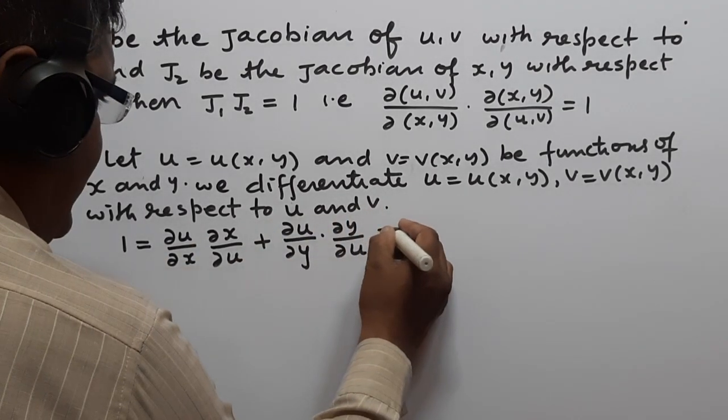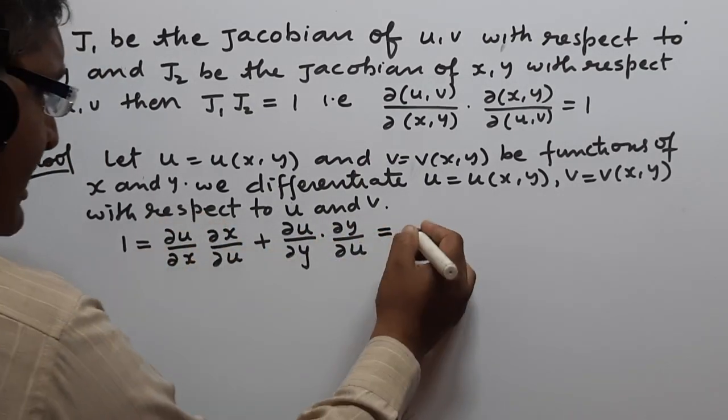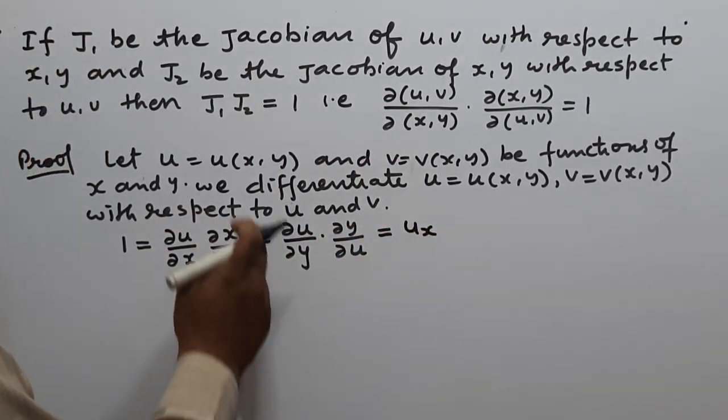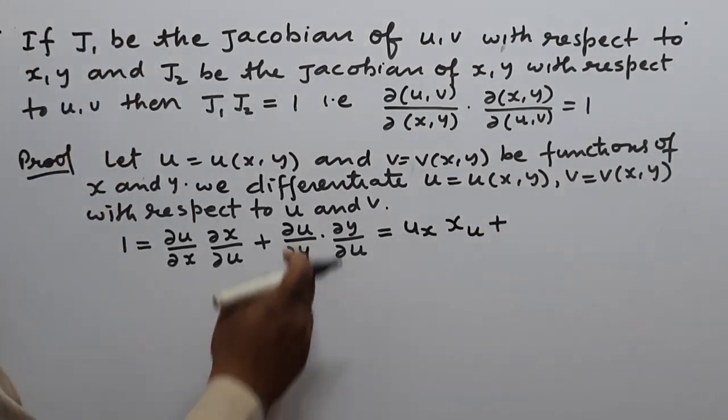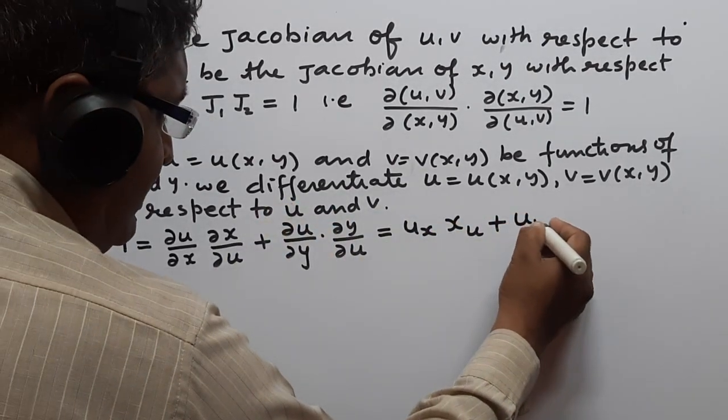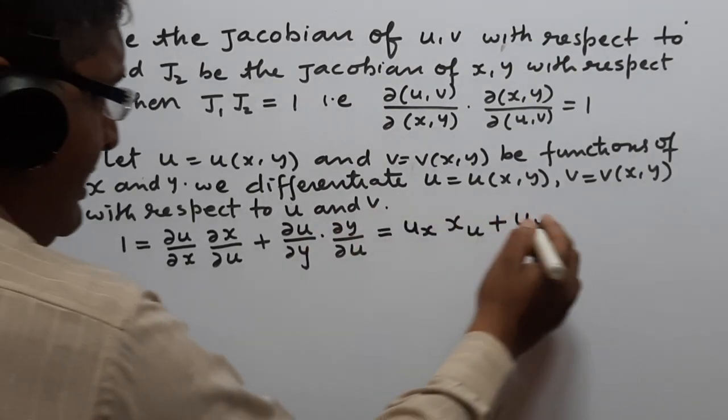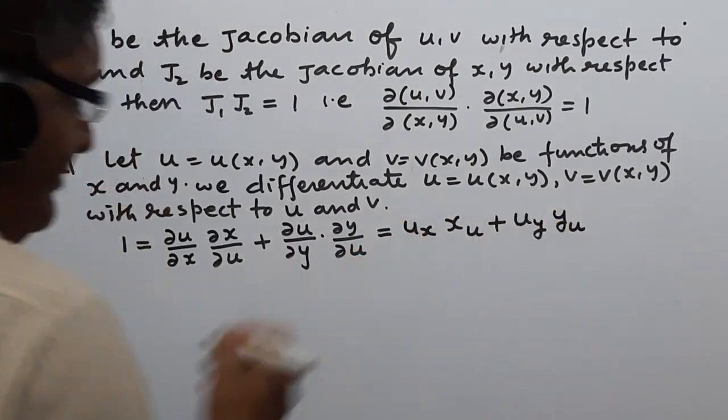This can also be written as: del u upon del x can be written as u_x, del x upon del u can be written as x_u, plus del u upon del y can be written as u_y and del y upon del u can be written as y_u.